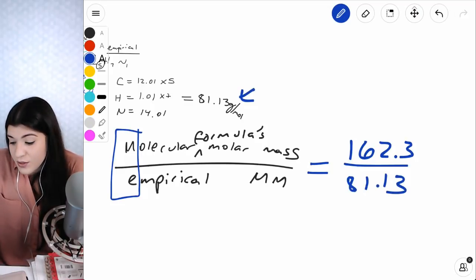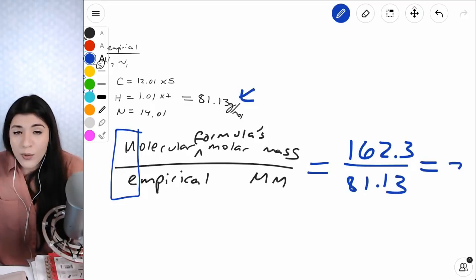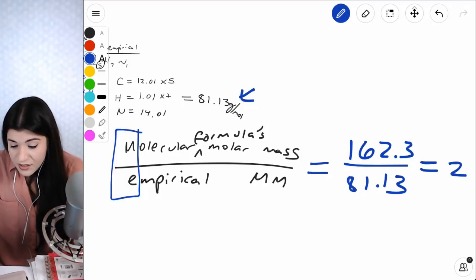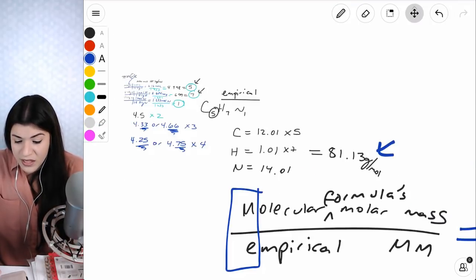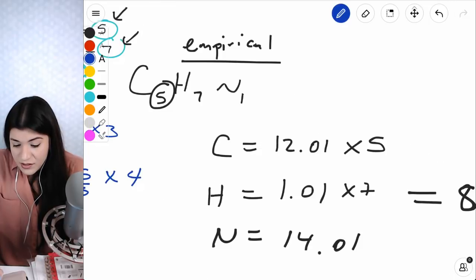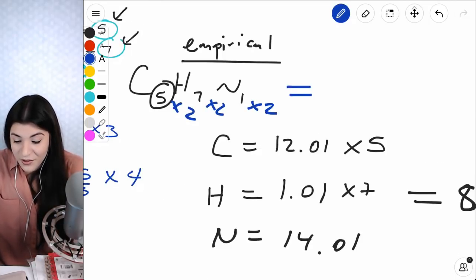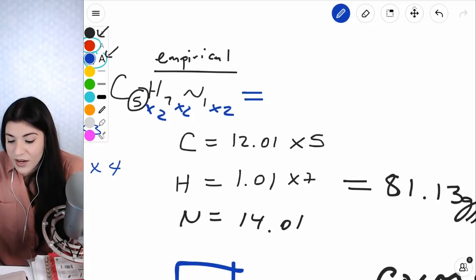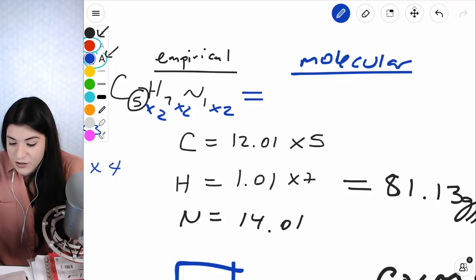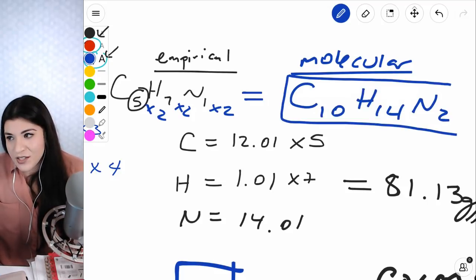After you divide those two, this would just give us a whole number of 2. What we're going to do with that 2, let's go back to the empirical formula, and you're going to multiply that 2 to all of your subscripts, and then this will finally give you your molecular formula. So our final molecular formula would be C10H14N2. Okay, that would be our answer for that.